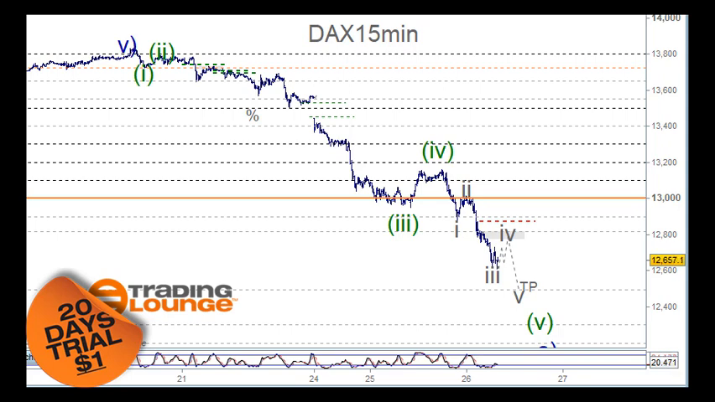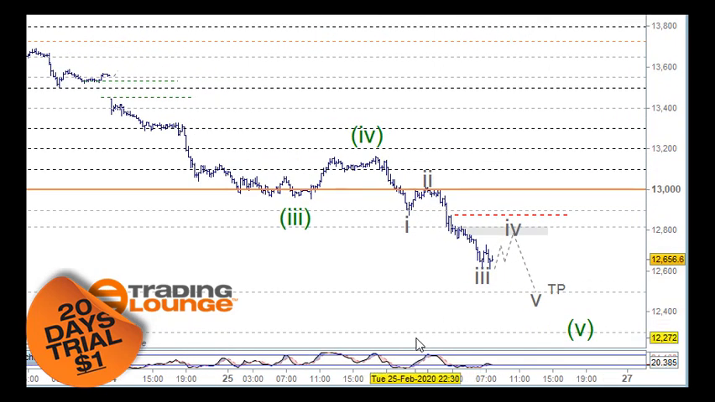Welcome to Trading Lounge and the European indices for the 26th of February, starting with the DAX on the 15-minute chart here. Like the S&P 500 and other markets around the world, we're counting from the top, counting 5 waves down. So we've got 1 and 2 here, a long third wave, fourth wave, and we're coming down for the 5th wave now. In the 5th wave here, we're looking for 5 waves of 1 and 2 and 3 and 4, and then down for 5 here.